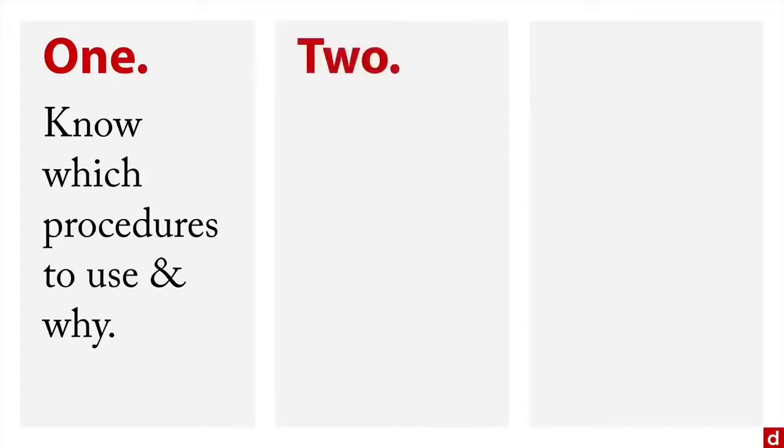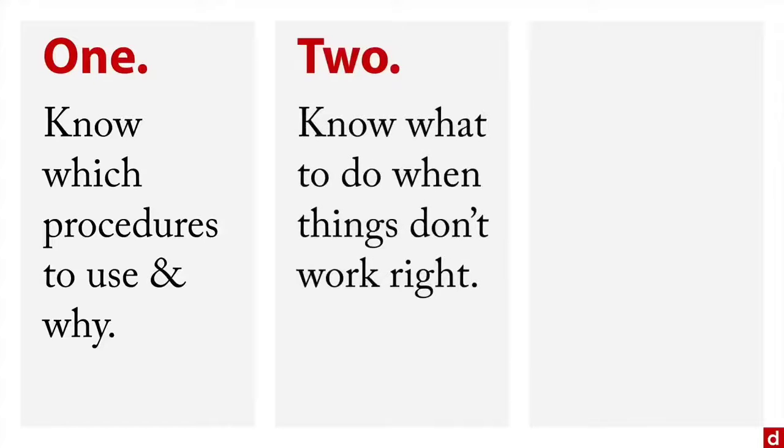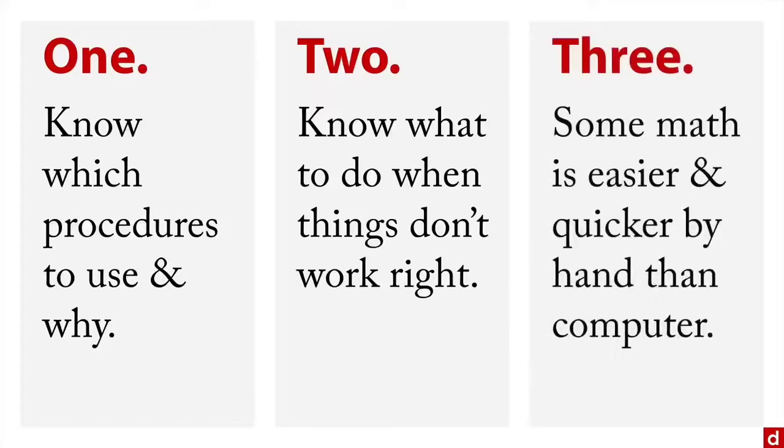Two, if you have a good understanding of math, then you know what to do when things don't work right, when you get impossible values or things won't compute, and that makes a huge difference. And then three, some mathematical procedures are easier and quicker to do by hand than by actually firing up the computer. And so for all three of these reasons, it's helpful to have at least a grounding in mathematics if you're going to do work in data science.